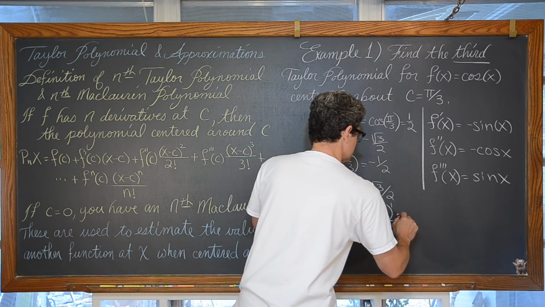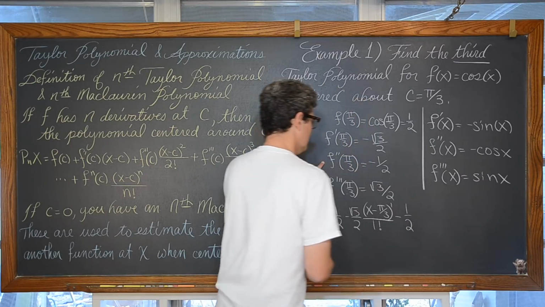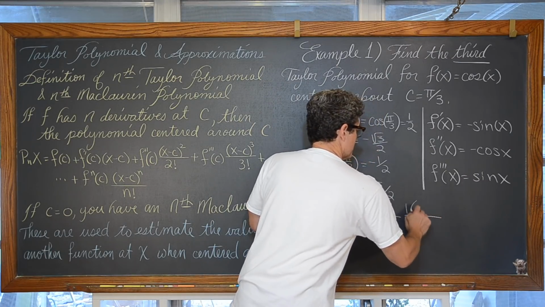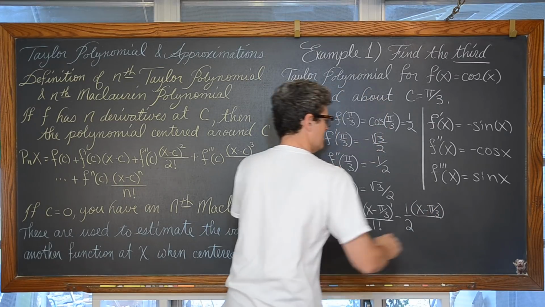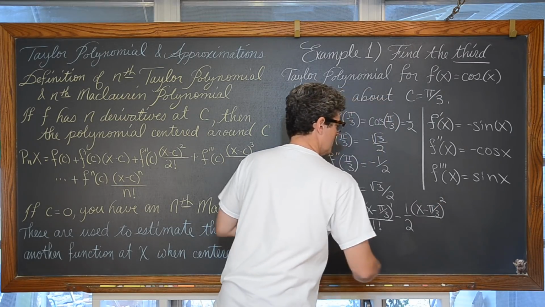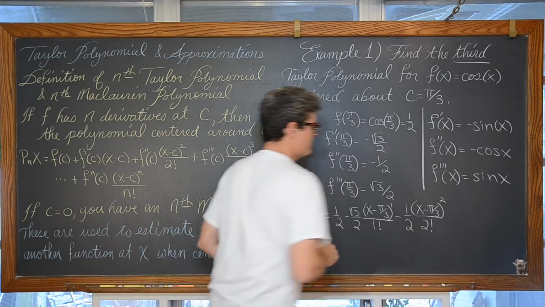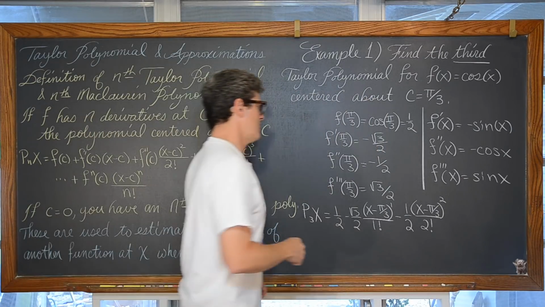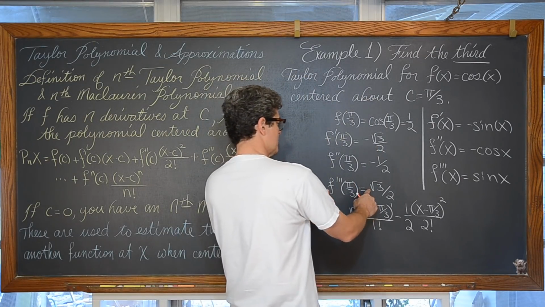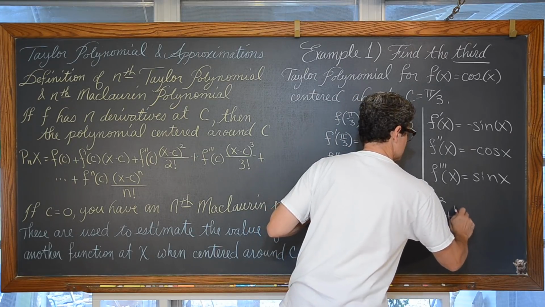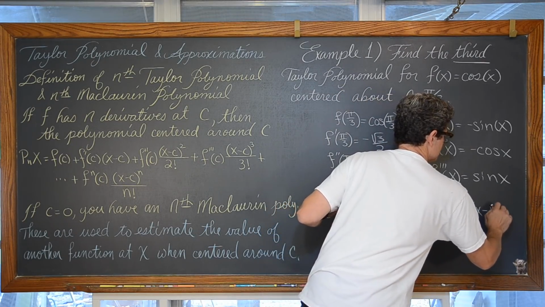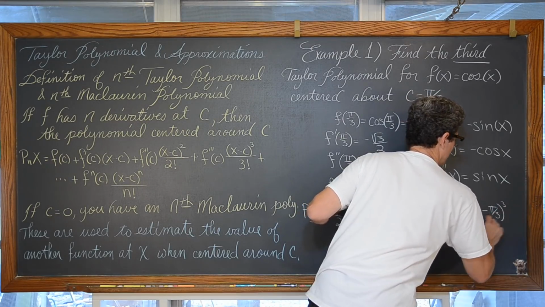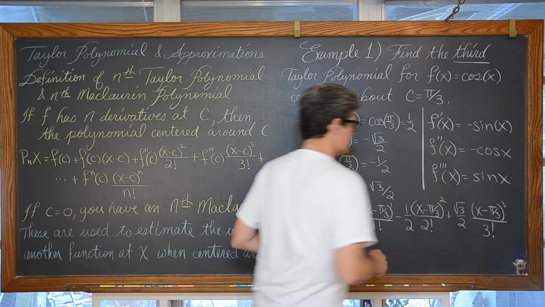Again, it's negative, so minus 1/2 times x minus c to the second power over 2 factorial. And now we've got our third derivative, and it's positive, so we're looking at plus square root of 3 over 2 x minus pi over 3, third power, over 3 factorial.